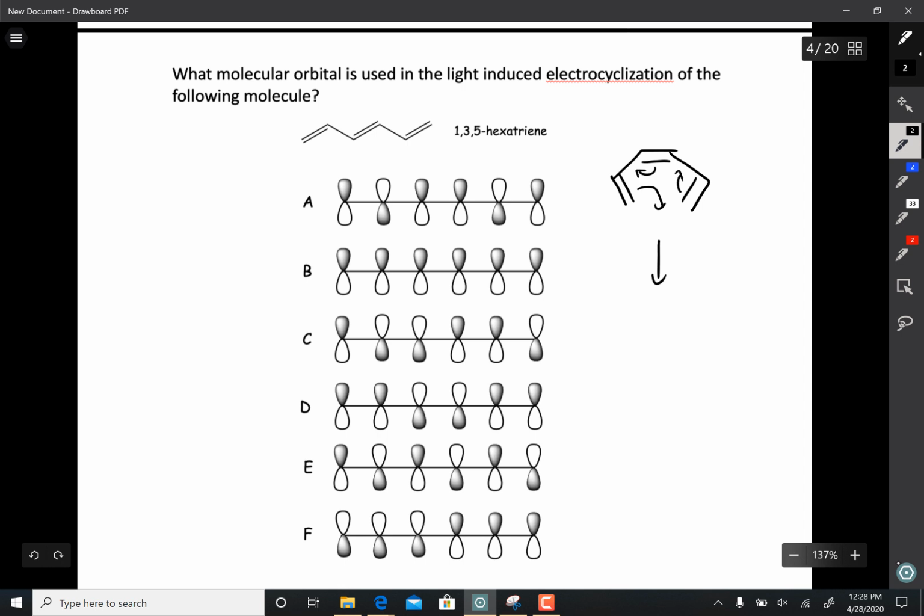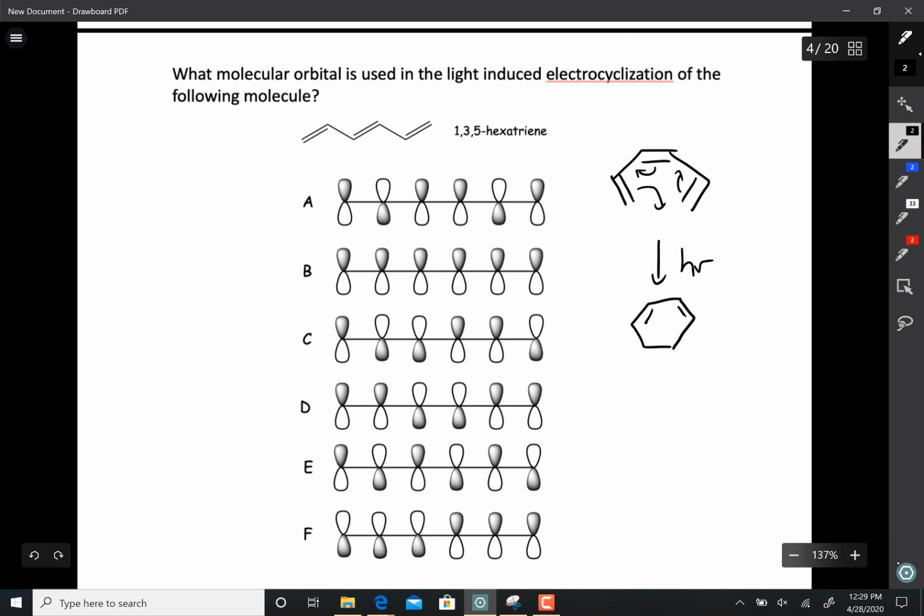a molecule and the pi bonds react in a cyclic manner to form a new sigma bond for ring closing, or in the case of ring opening, you lose a sigma bond. But essentially, this is an electrocyclic reaction.